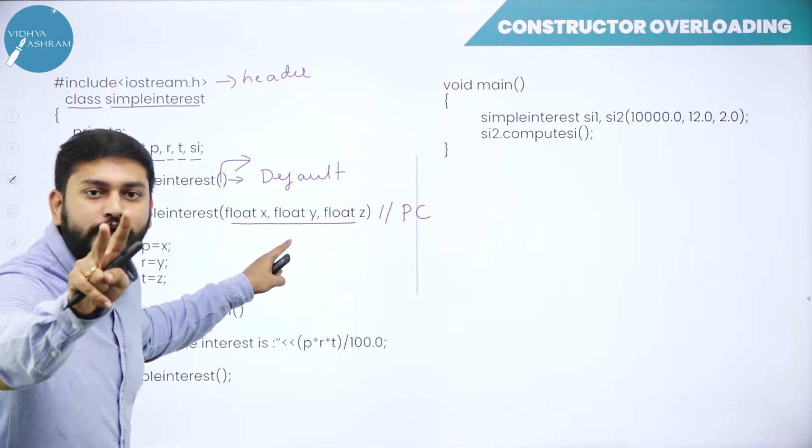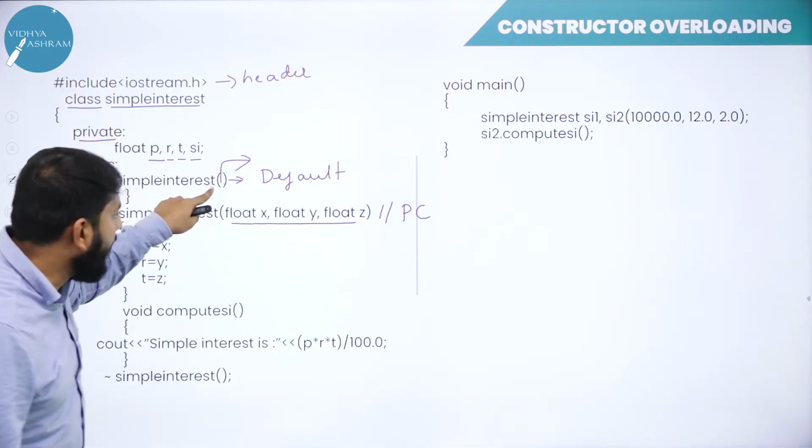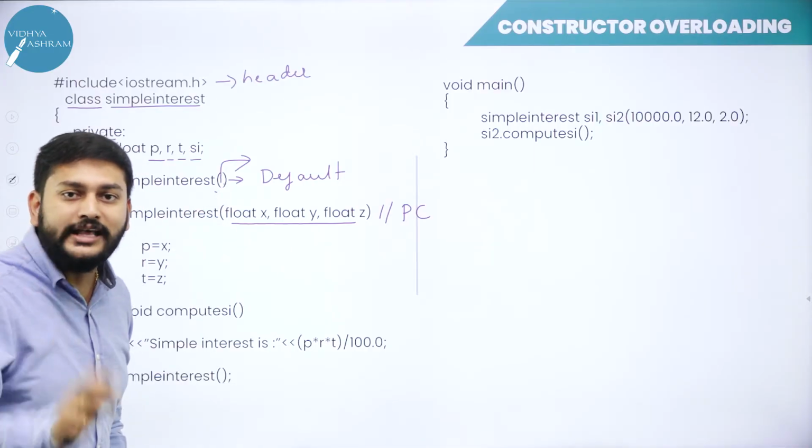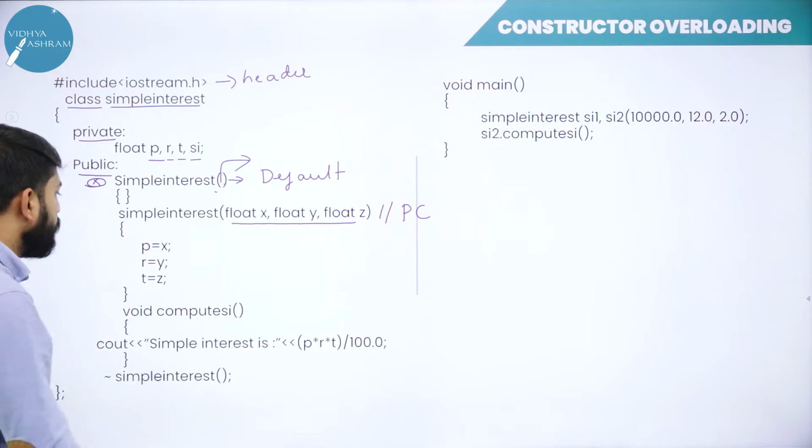That is the second point you need to remember. What is the first one? I have the default one. What is the second one that I have? I have the second one as the parameterized constructor. So what am I doing?